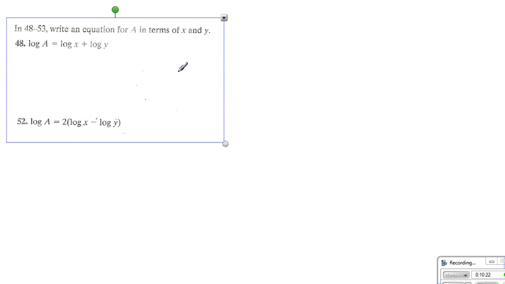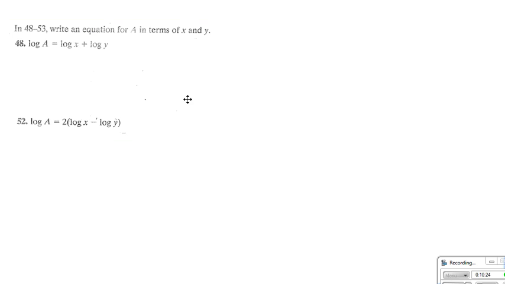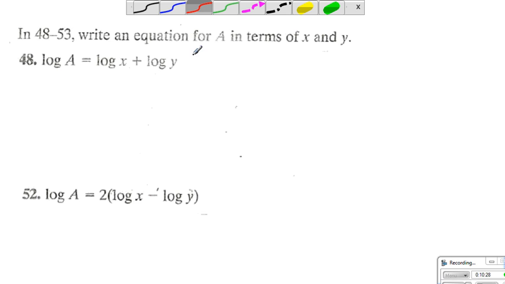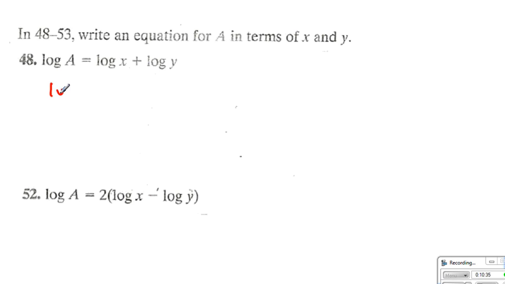Write a in terms of x and y. Once again, here we have addition of the logarithms, which is the multiplication. So we have log of a is equal to log of x times y. That means a is equal to xy.